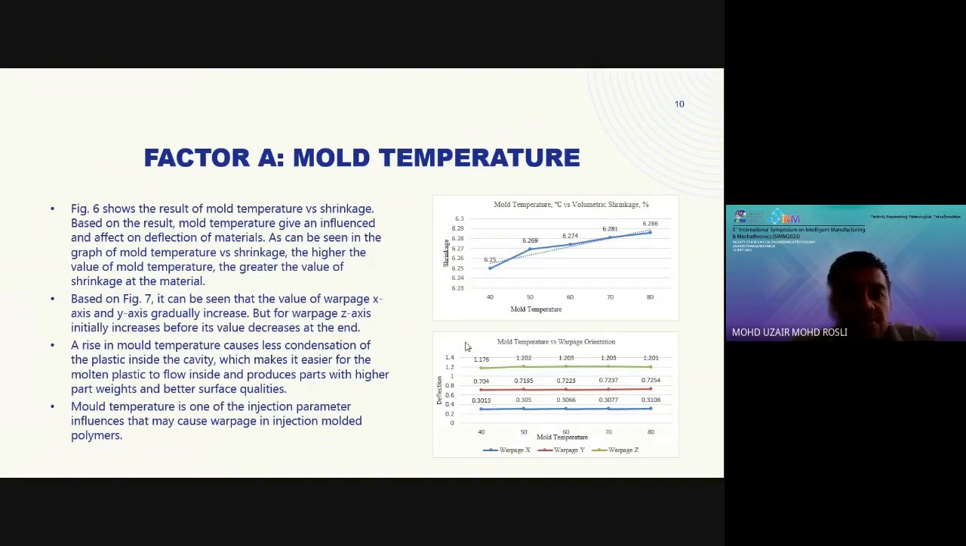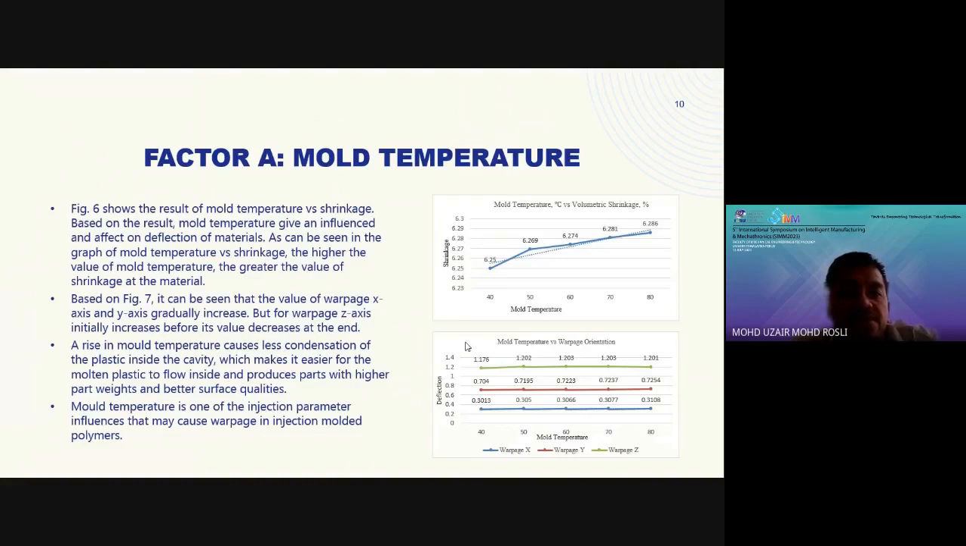As we can see here, Figure 6 shows the result of mold temperature versus shrinkage. Based on the result, mold temperature has an influence and effect on deflection of the material. As can be seen in the graph of mold temperature versus shrinkage, the higher the value of mold temperature, the greater the value of shrinkage of the material. Okay, and then we move to Figure 7.